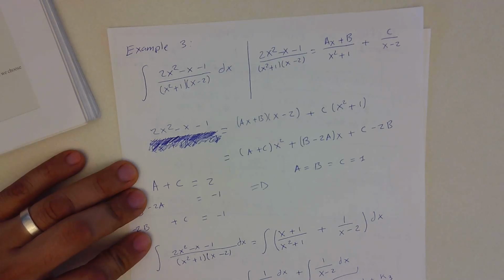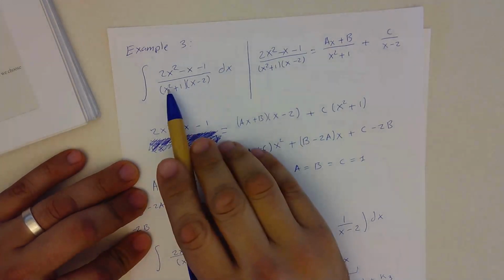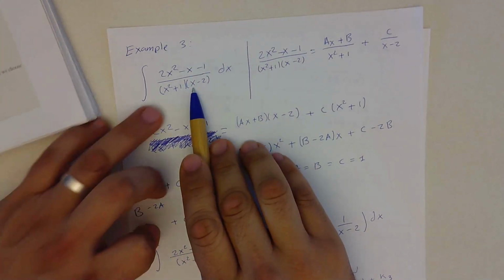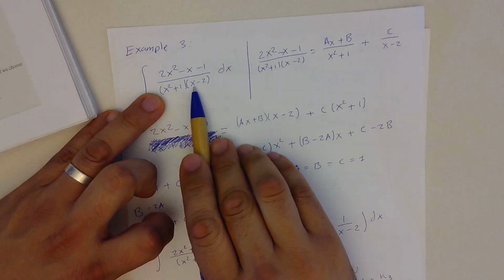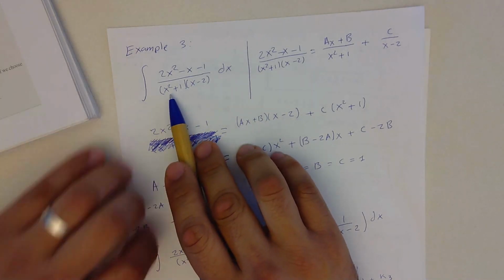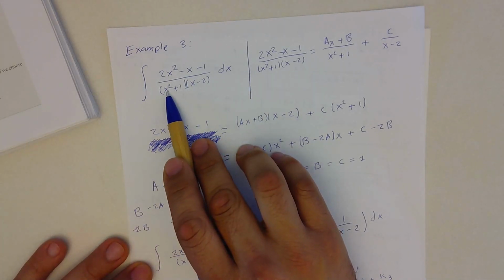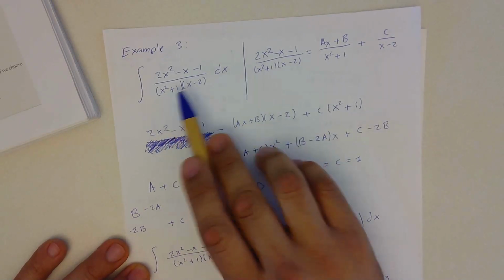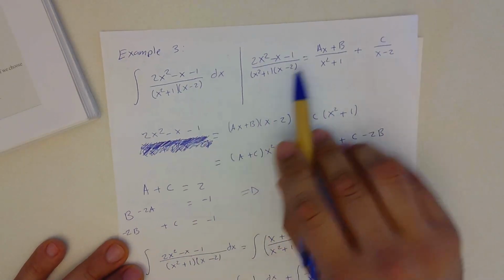So another example that we have here is this. Okay, what happened in this case? We have the square inside of the factor. It's not that the factor is repeated. We have the square inside.